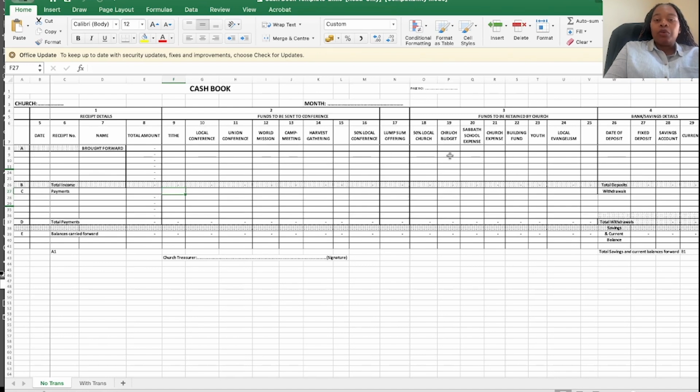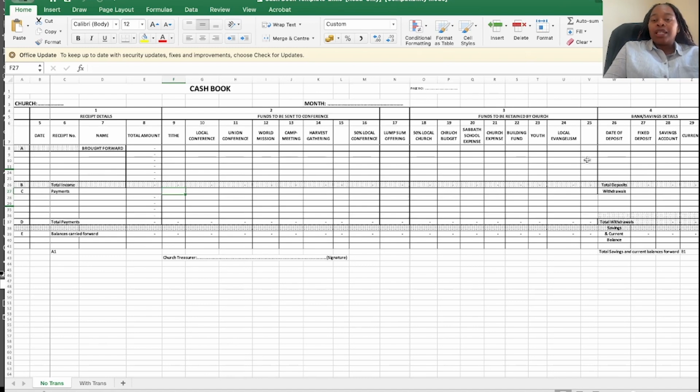Okay. And then we've got column 19, which is the church budget. Column 20 is the Sabbath school expense. Column 21 is the church expense. Column 22 is the building fund. Column 23 is the youth. Column 24 is local evangelism. Column 25 is a free column whereby you can put any other department you'd like to put. Column 26 is the date of the deposit in your bank account.